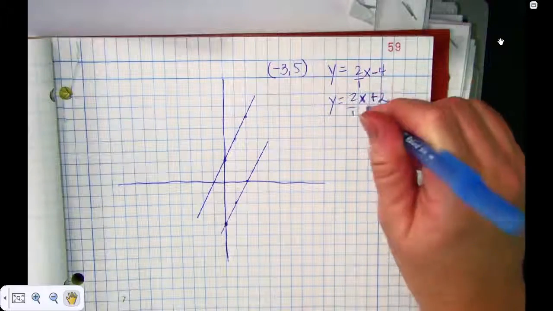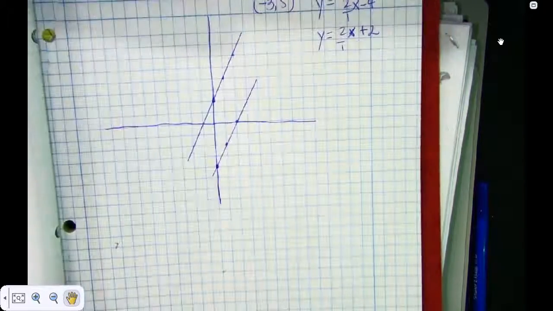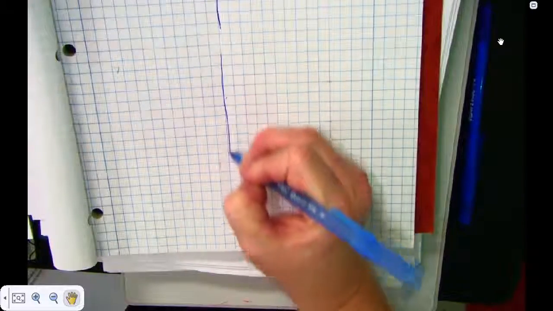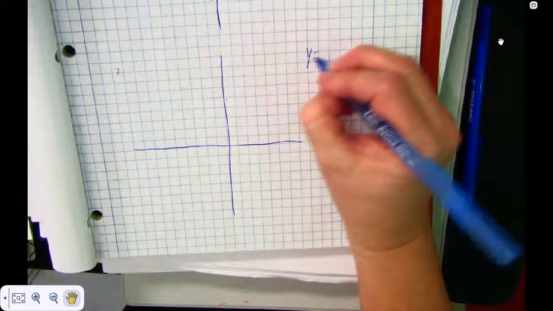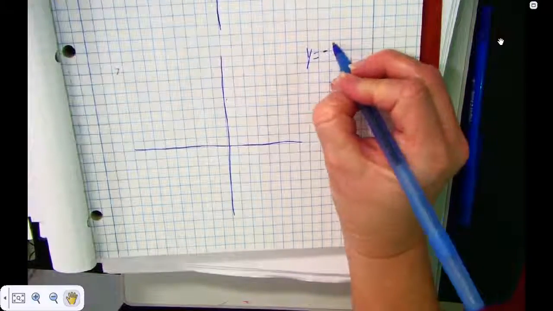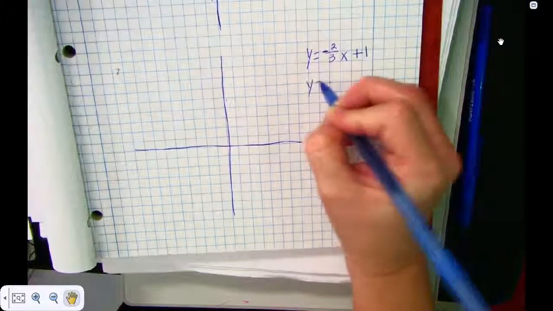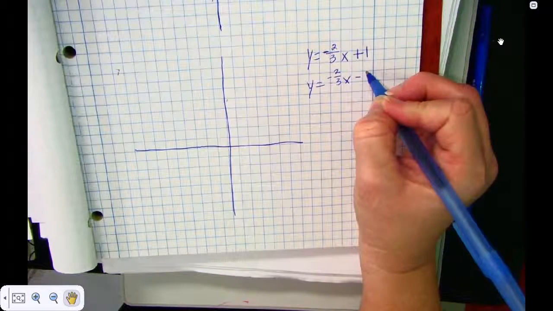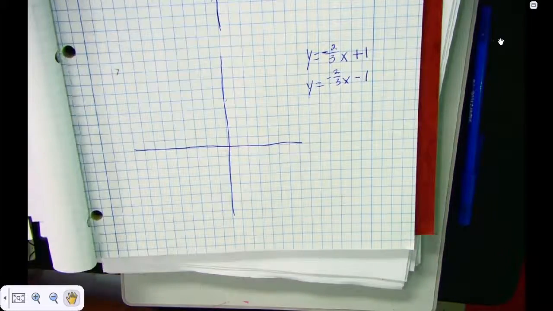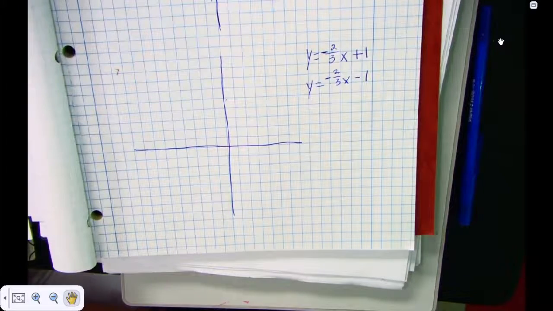Do you think that works every time, that if they have the same slope, they're going to be parallel? Well, let's do another one. Okay, erase that. Let's do another one. This time, let's do y equals -2/3 x plus 1, and y equals -2/3 x minus 1. Same slope. Let's see if they're parallel.